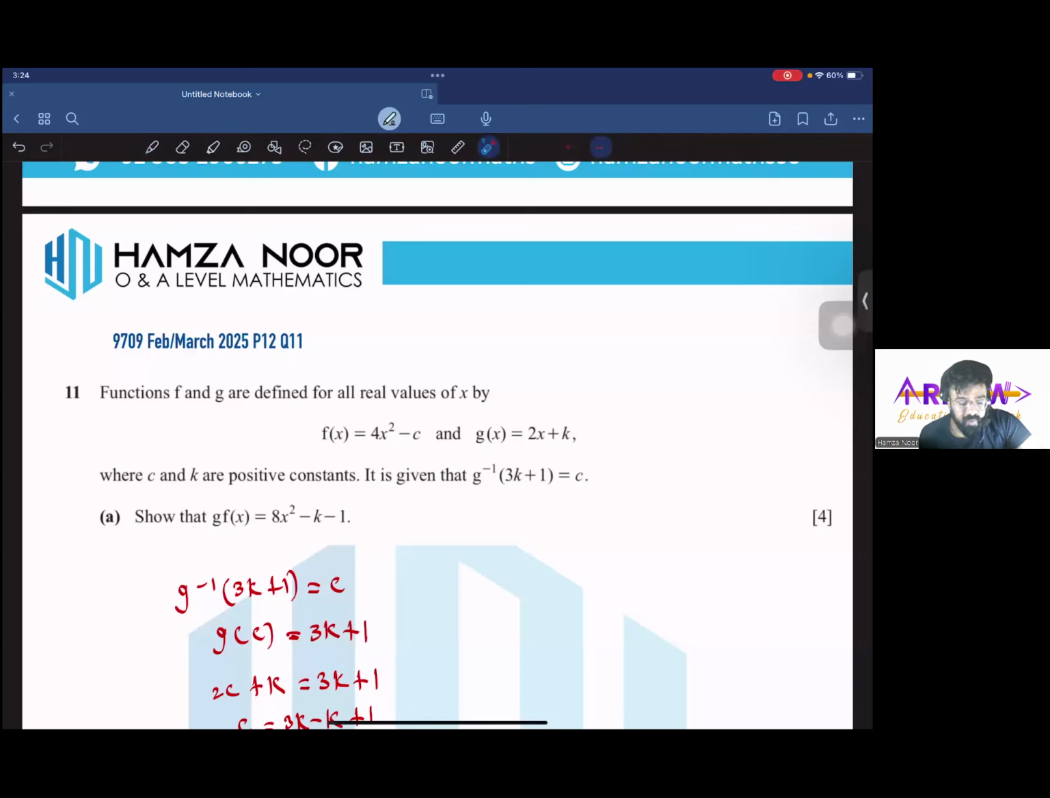All right, so here we have another question from AS Level Math 9709 P1 Cambridge, February-March 2025, Paper 1, Variant 2, question number 11. The topic is functions and transformations of functions.